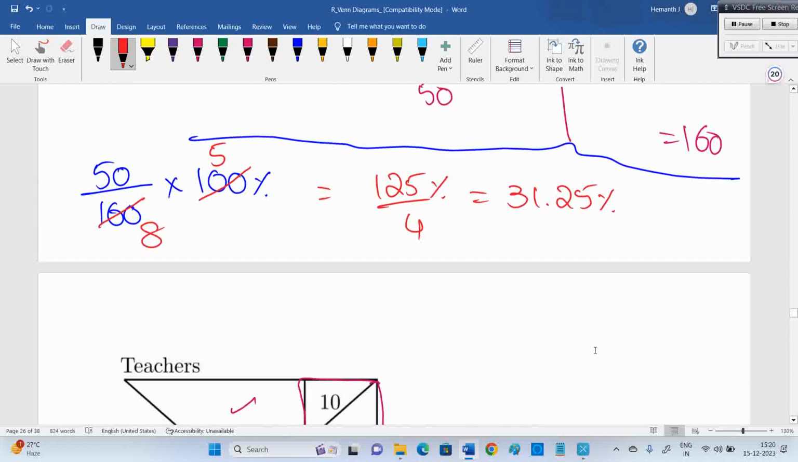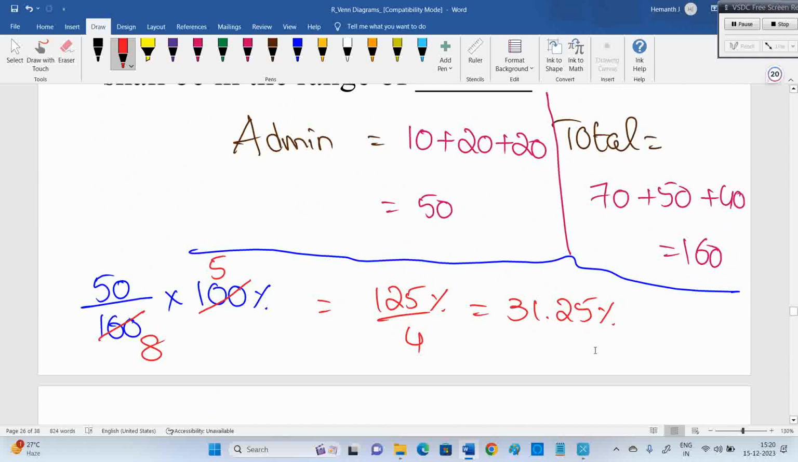Okay, but look into this calculation. Directly you are collecting the data from the diagram. The diagram is already available, our job is very simple now: collect the data from the diagram and then calculate. Admin is 50, total 160, 50 out of 160 in terms of percentage is 31.2. Done.